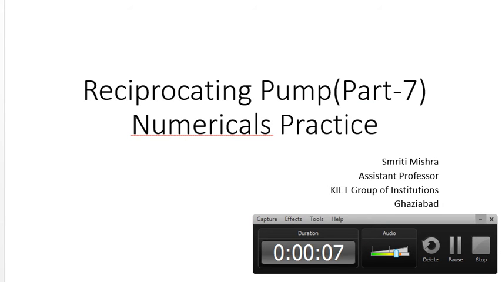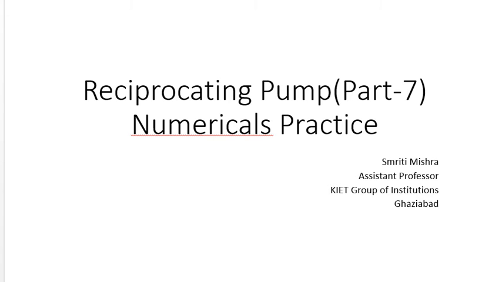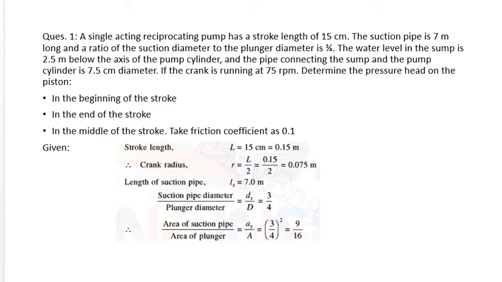Hello students, in this video we will discuss some numericals on the effect of frictional head on the indicator diagram. So the first question is: a single acting reciprocating pump has a stroke length of 15 centimeter.